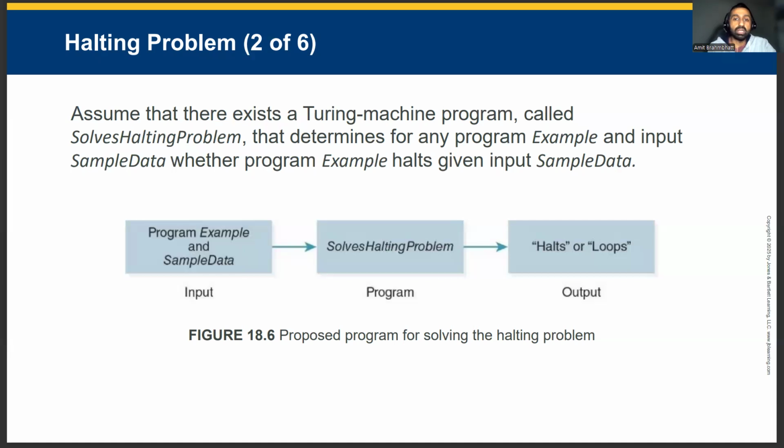This setup is purely theoretical because the next slide will show that such a solver cannot exist. However, constructing this hypothetical tool is essential for proving the halting problem's impossibility. By assuming the solver exists, we can show it leads to a logical contradiction, thereby proving no such universal program can ever be created.